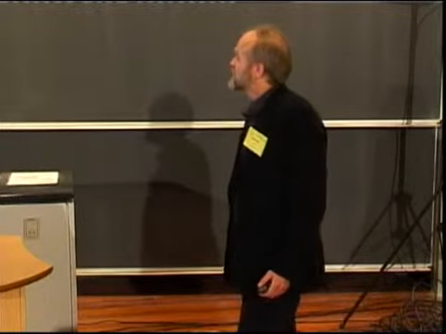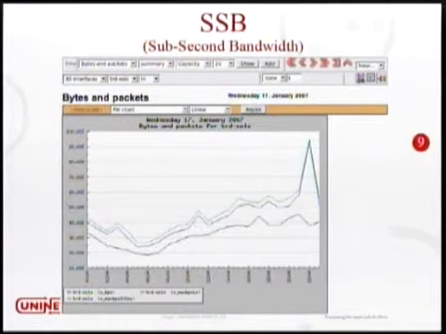This sub-second bandwidth measurement we did just on a link to try to see what the sub-second behavior was, and this report shows a normal 5 minute link graph. And this is the 1 second and 100 millisecond graphs. And you can see that this 2.5 gigabit per second link, which is normally thought to be 50% loaded, in fact was for one second loaded fully.